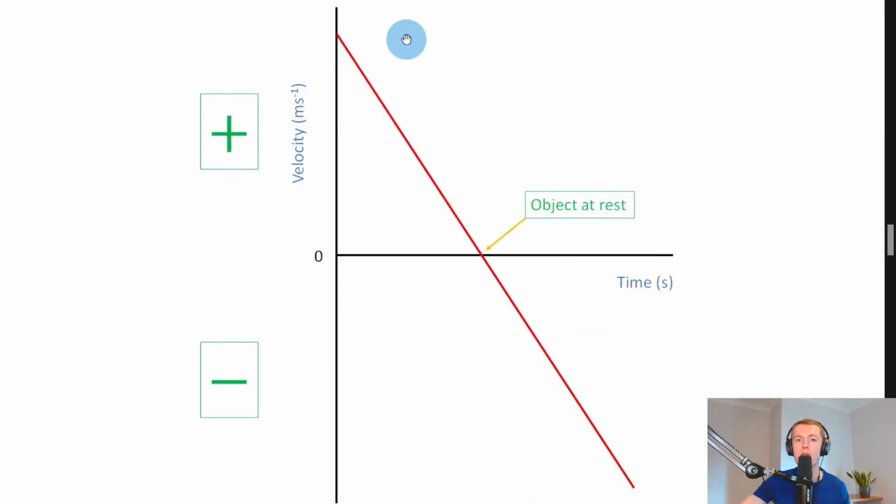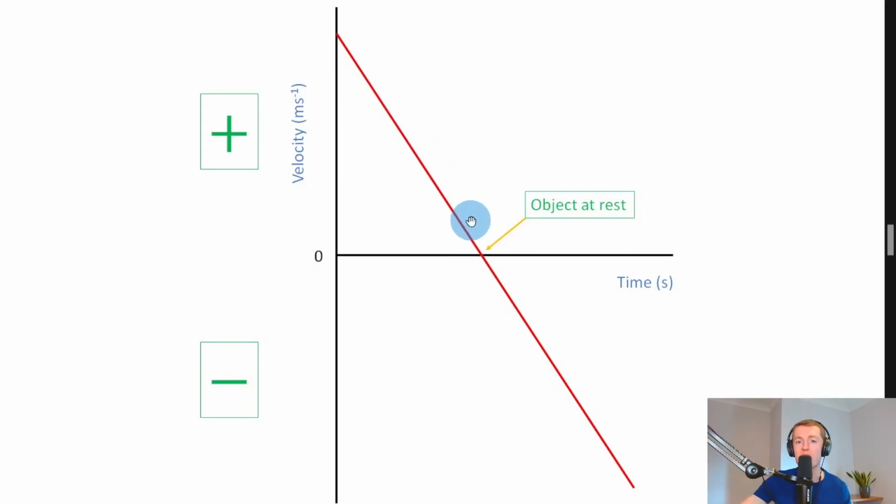So if we look here, we've got our velocity time graph and we've got positive velocities above the x-axis and negative velocities below the x-axis. And you'll see that we start off at a non-zero value of velocity, and that suggests that the ball is thrown into the air at some non-zero value of velocity, say 10 meters per second for example. And as soon as that ball leaves the person's hand at 10 meters per second, it's going to start slowing down as it reaches its highest point in motion.